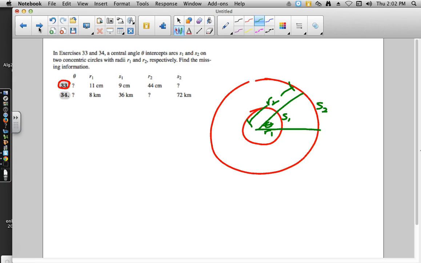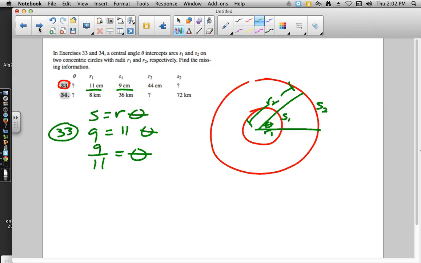Find the missing information. So right away I'm thinking about a little arc length formula. And I notice in number 33 that they've given us R1 and S1, and that will help us figure out what theta is. So I'm going to go ahead and put a 9 in here and an 11 in here, and I realize if I divide this through I get 9/11ths for theta, which is kind of weird because we would expect that to come out in radians. It is, but there's just no pi value that we see there.